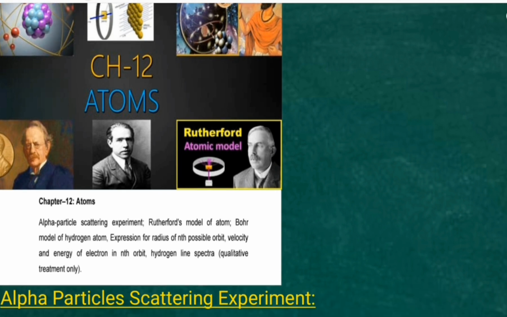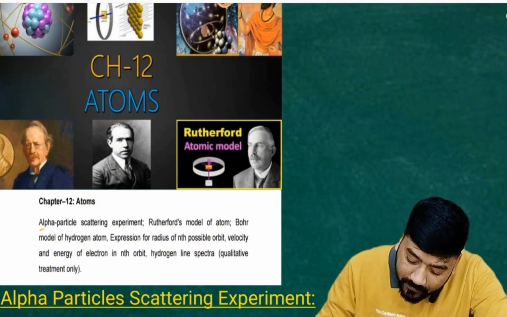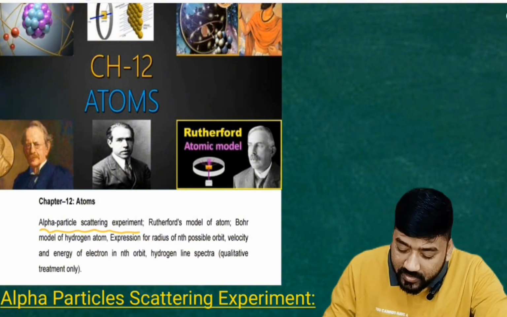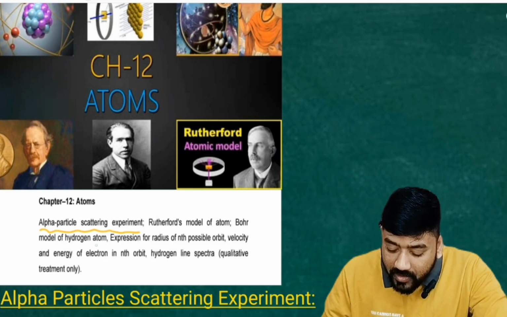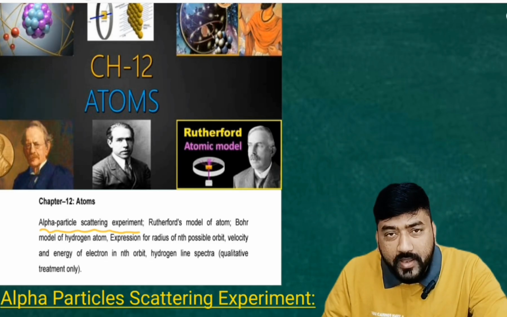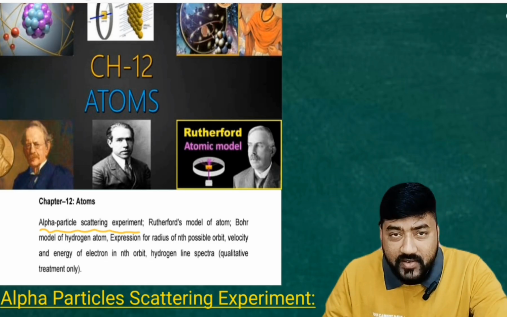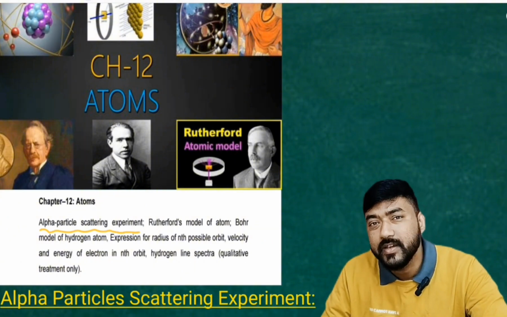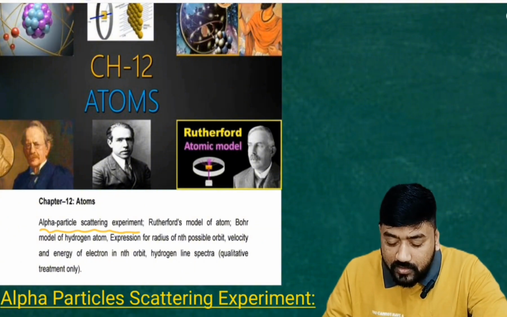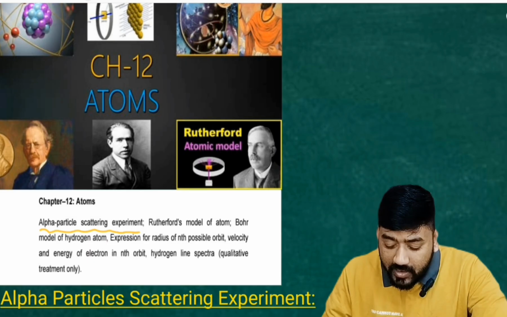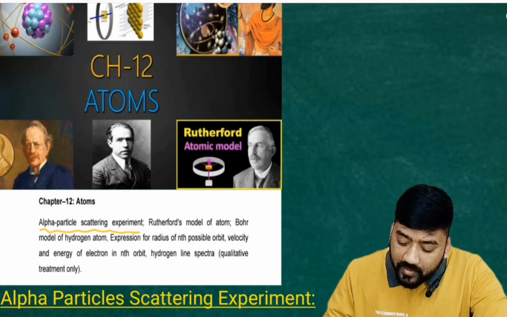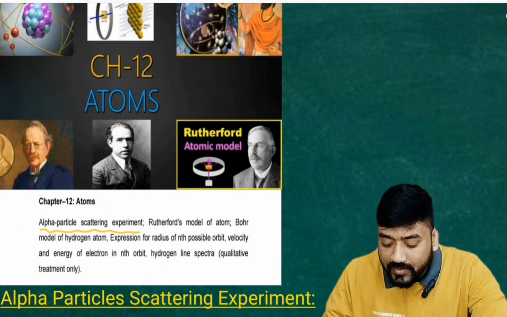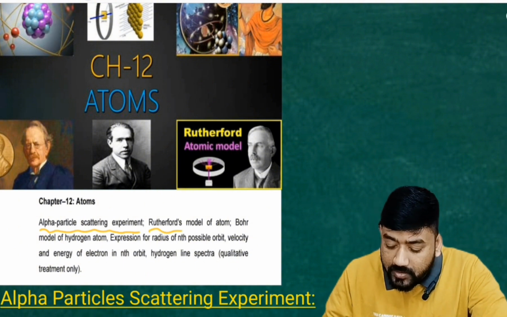First you can see here alpha particle scattering experiment. So we will study first the alpha particle scattering experiment, which is basically the Rutherford experiment, but popularly known as the Rutherford experiment, though the experiments were performed by Geiger and Marsden. But Rutherford gave the mathematical model. Basically that was the thought experiment of Rutherford. But Geiger and Marsden actually performed the experiment. Then we will discuss the Rutherford's model of atom, which is basically the outcome of the Rutherford experiment.